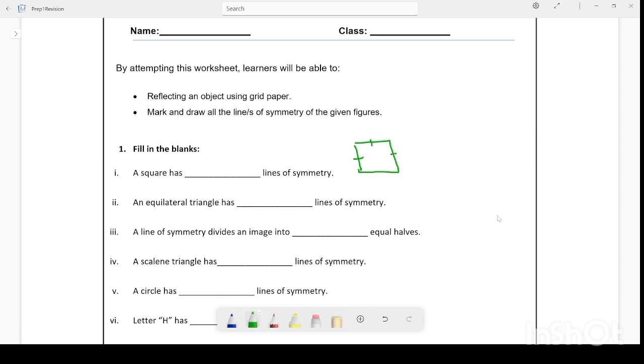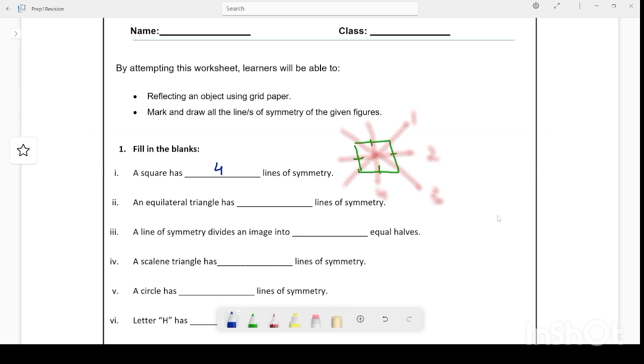So if it has all sides equal, then we can have one line of symmetry horizontal, one line of symmetry vertical, and the same happens in diagonals. One line of symmetry in the diagonal and one line of symmetry in the reverse diagonal. So there are one, two, three, and four lines of symmetry. So that's why its answer is it has four lines of symmetry.